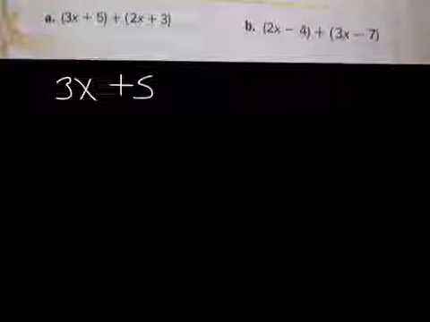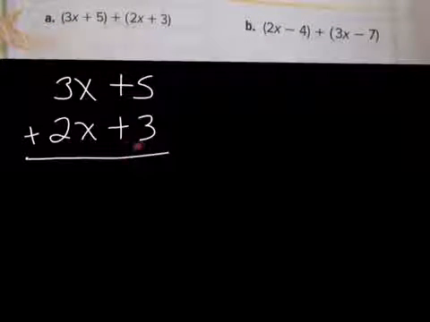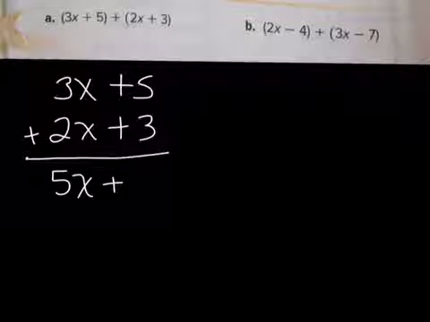Let's try A and B. So I copied 3x plus 5 right there, plus the 2x plus 3 right there. Okay, now they're nicely aligned. And I'll add them, and I get 5x plus 8. There we go. Let's try B.